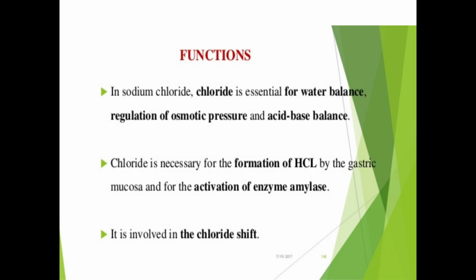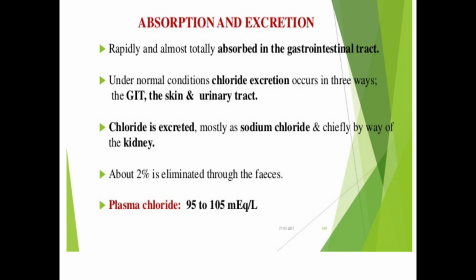This is studied in renal physiology, so I am not going to detail it, just a brief explanation. Chloride is rapidly and almost totally absorbed in the GIT. Under normal conditions, chloride excretion occurs in three ways: GIT, skin, and urinary tract. Chloride is excreted mostly as sodium chloride and chiefly by the kidney, and about 2% is eliminated in the feces. Normal level of plasma chloride is 95 to 105 milliequivalent per liter.